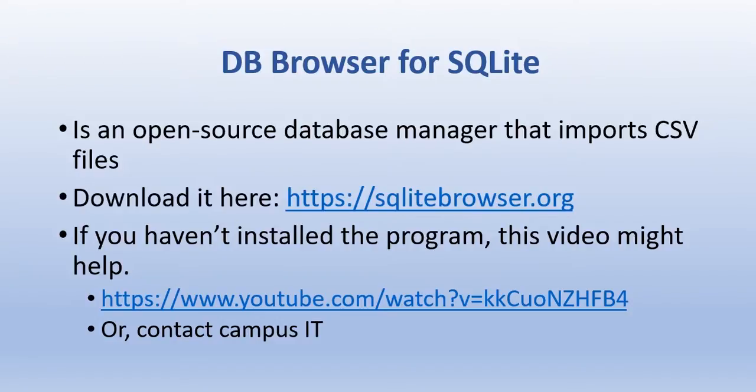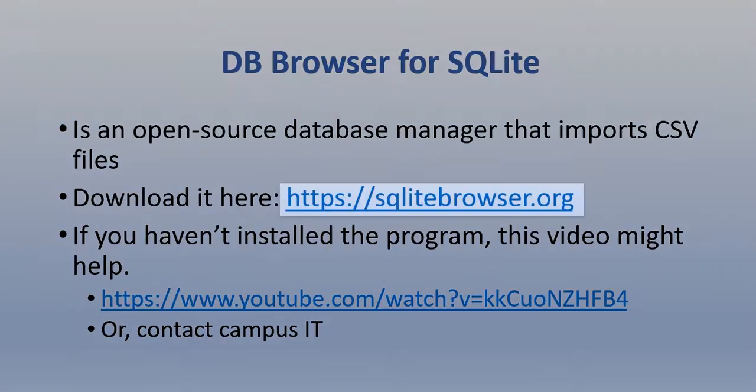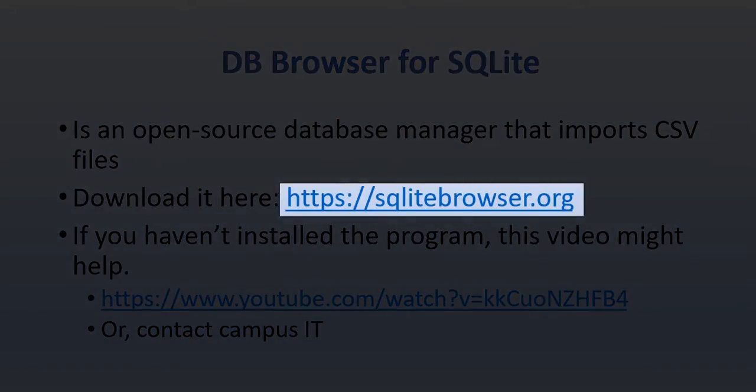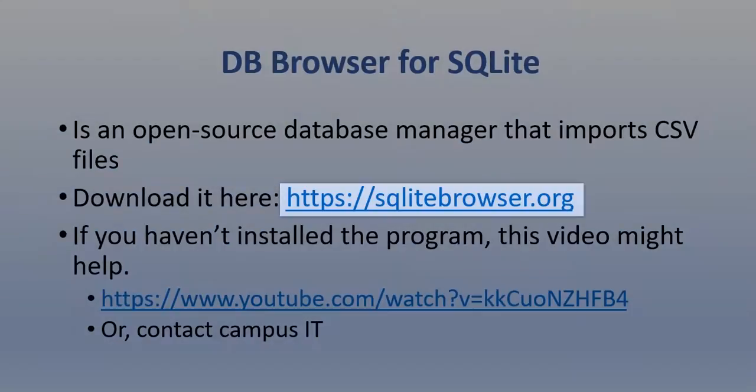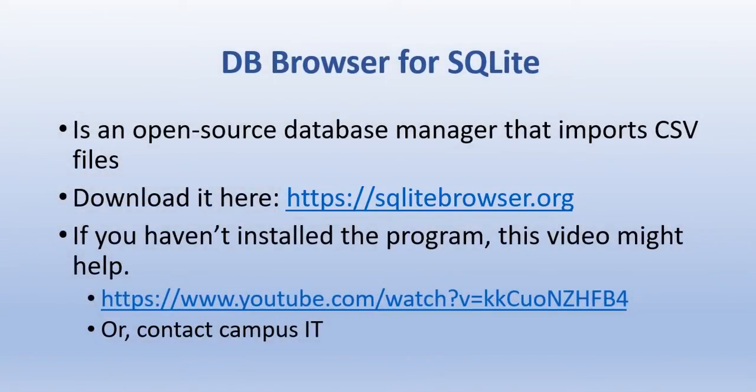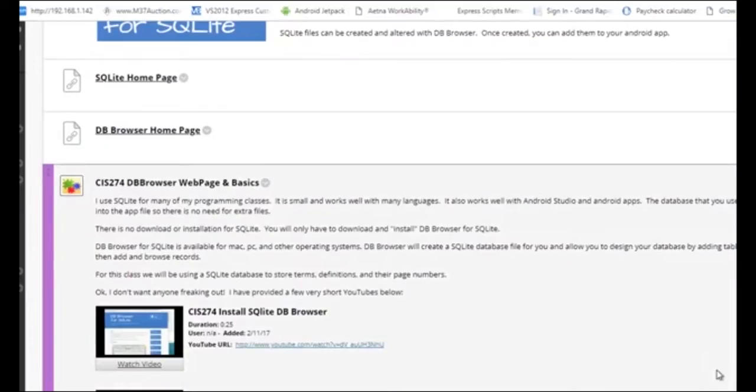So if you haven't already, please go to the website listed and download DB Browser for SQLite. Hopefully you already did, but if you haven't already, push pause and download it. And in case you need some help, here's a YouTube video of how to download it. And feel free to contact Campus IT.